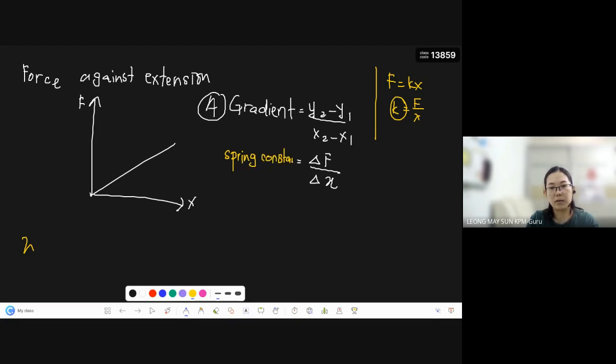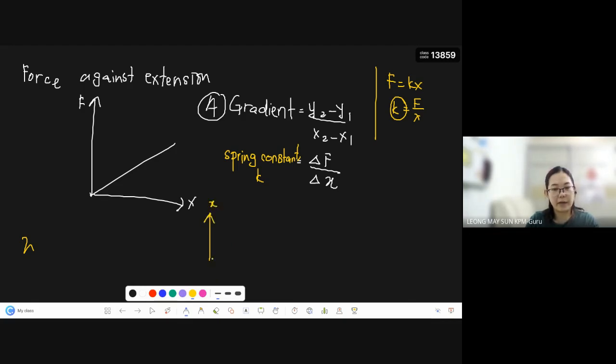Spring constant, or the force constant, as long as you know that that is actually k. So this is the gradient for a force against extension graph. Now, please be very careful in case the graph is flipped, terbalik. I'm going to erase this off and show you guys. In case the graph is flipped, what will it be?